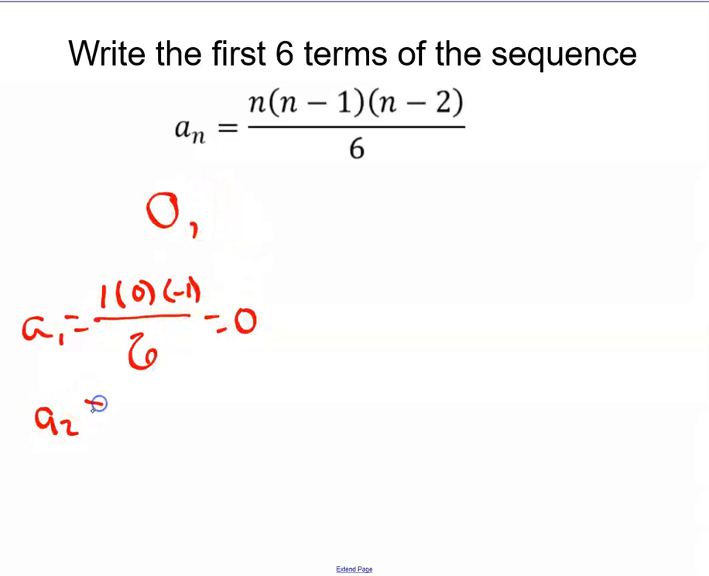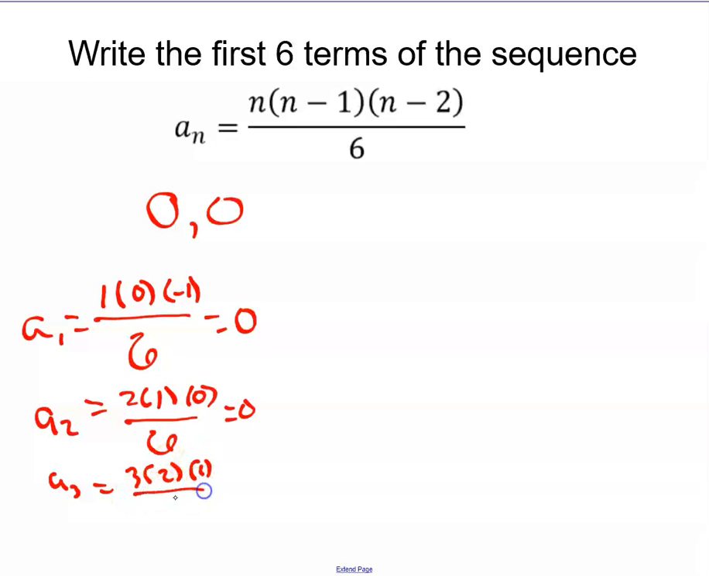a sub 2. Now I'm going to plug in 2, so that's 2 times 2 minus 1, which is 1, times 2 minus 2, which is 0, all over 6, which is 0. So the second term is also 0. a sub 3 would be 3 times 3 minus 1, which is 2, times 3 minus 2, which is 1, all over 6. So 3 times 2 times 1 is 6, divided by 6 is 1, so the third term is 1.